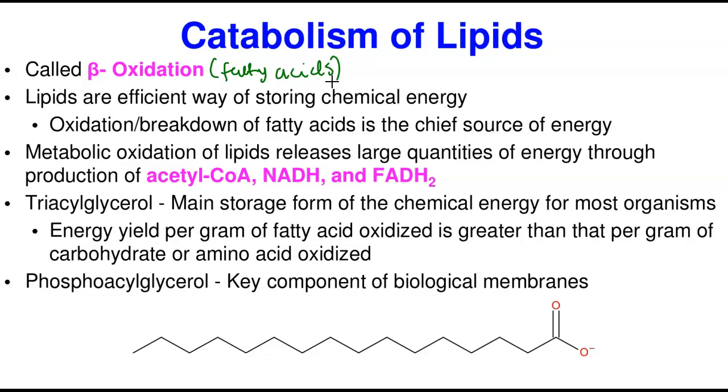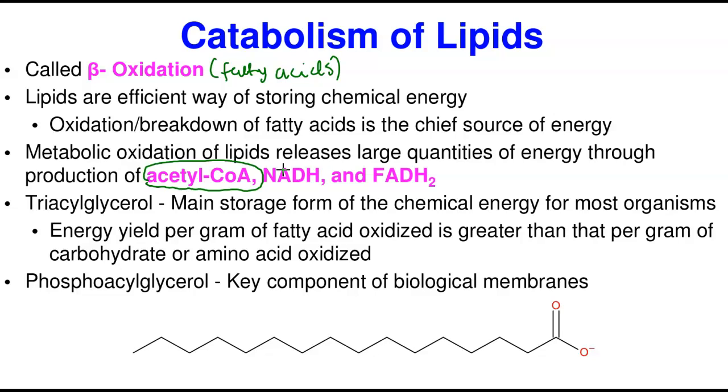What are those energy molecules? The metabolic oxidation of lipid releases large quantities of energy through the production of acetyl-CoA. Remember, anytime acetyl-CoA is produced, don't forget this, acetyl-CoA goes into the citric acid cycle, it generates 10 ATP. That is a lot of ATP generated. NADH also generates, remember, 1 mole of NADH, when we did the electron transport chain, gives us about 2.5 moles of ATP. So the generation of one of these is 2.5, two of them is 5.